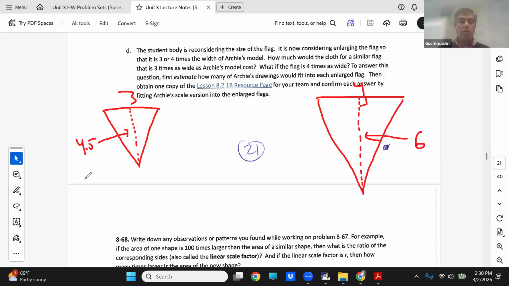Okay. So what I want you guys to do is find the area of each of these. Remember, the area of the small flag was 0.75 square feet. So now this is triple.